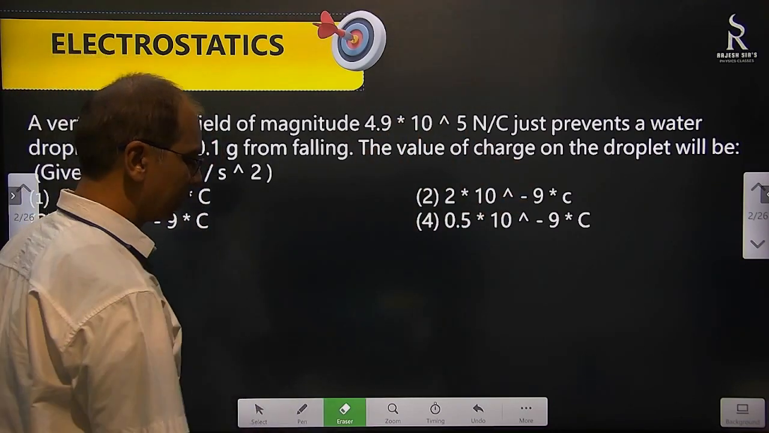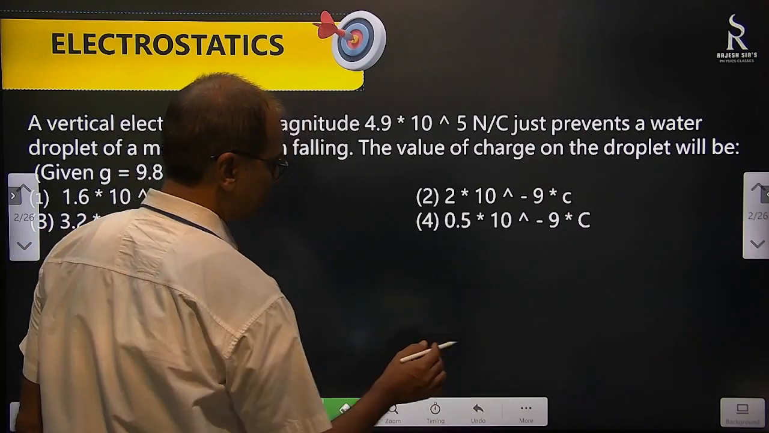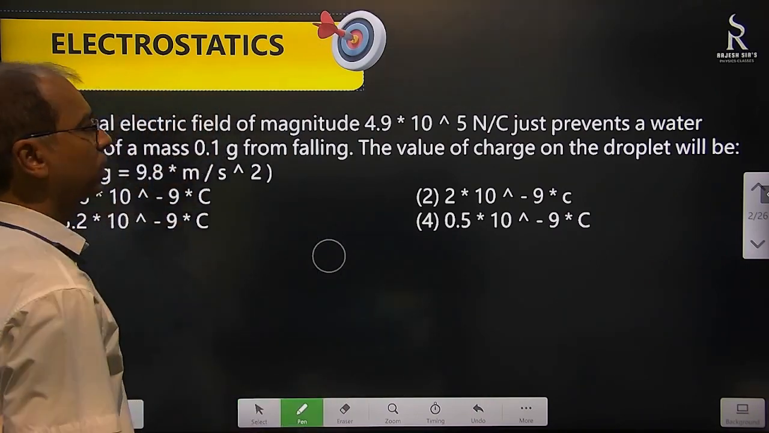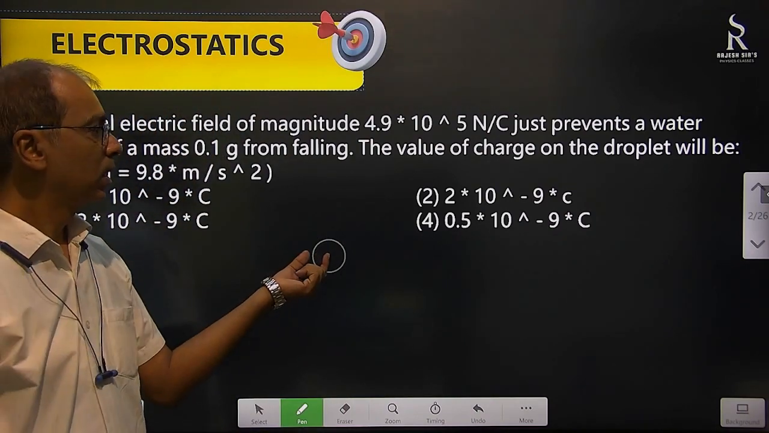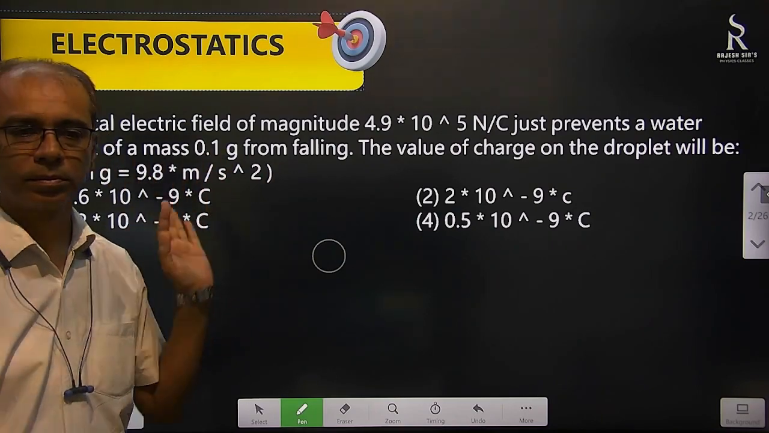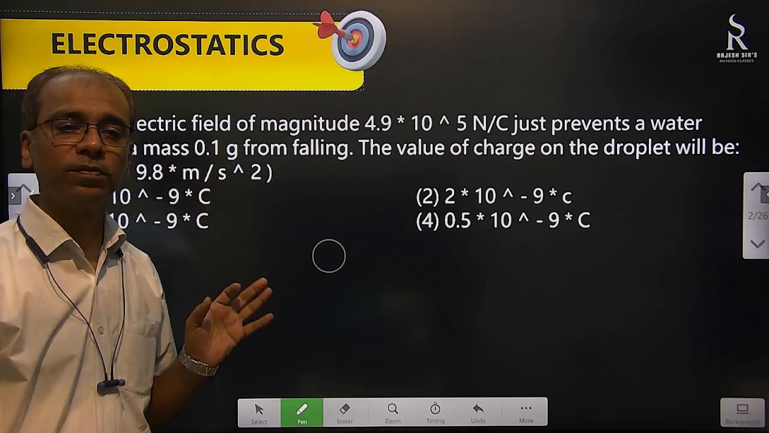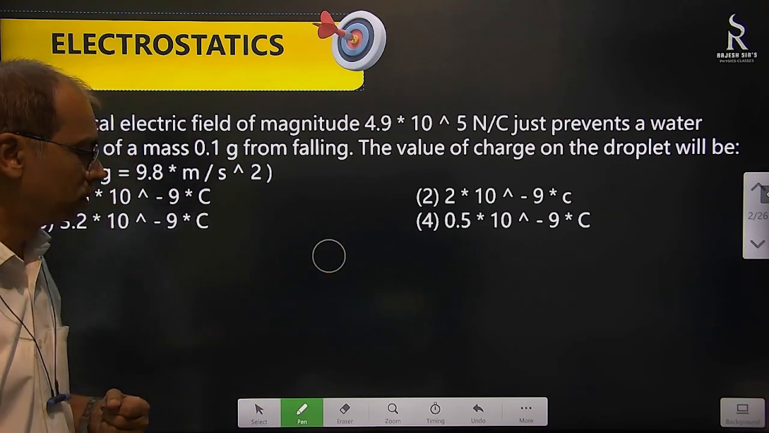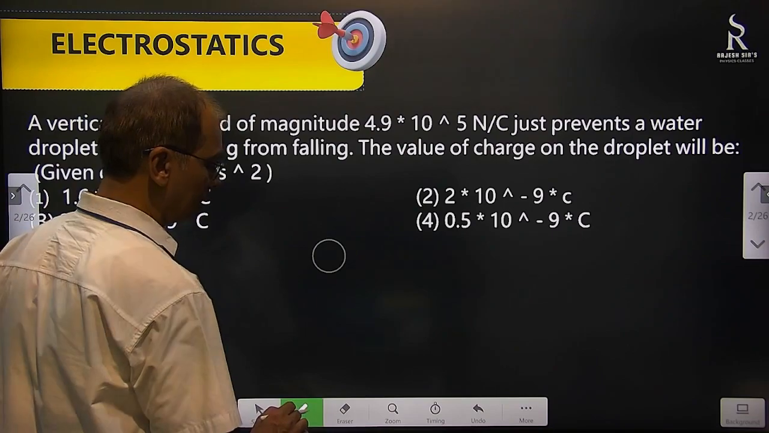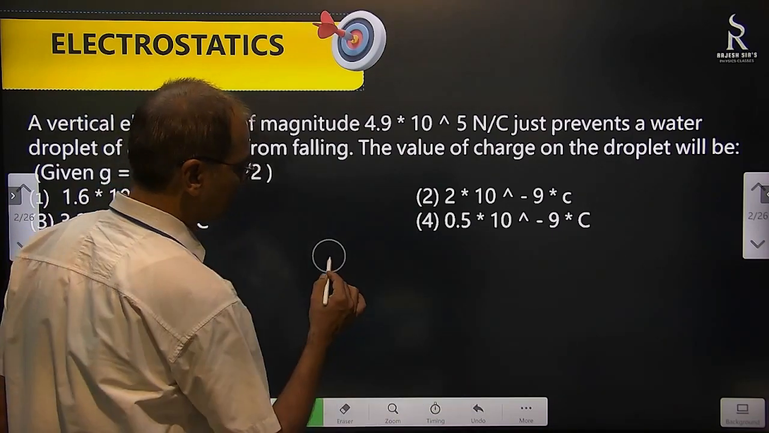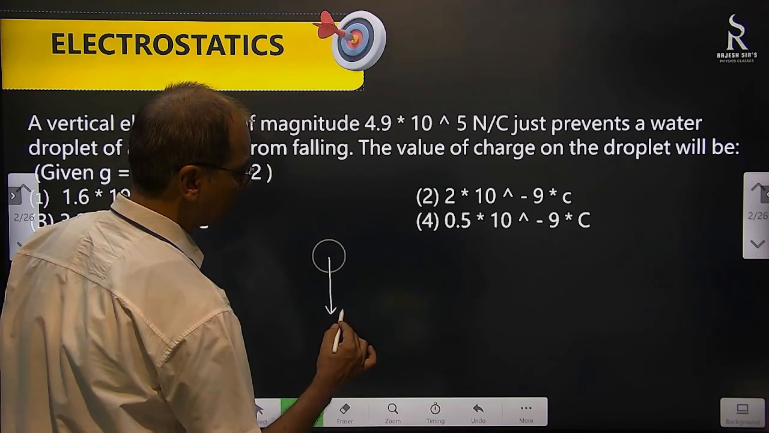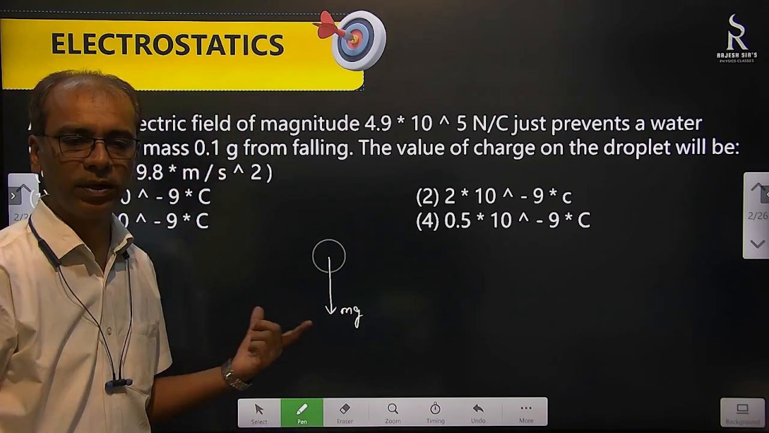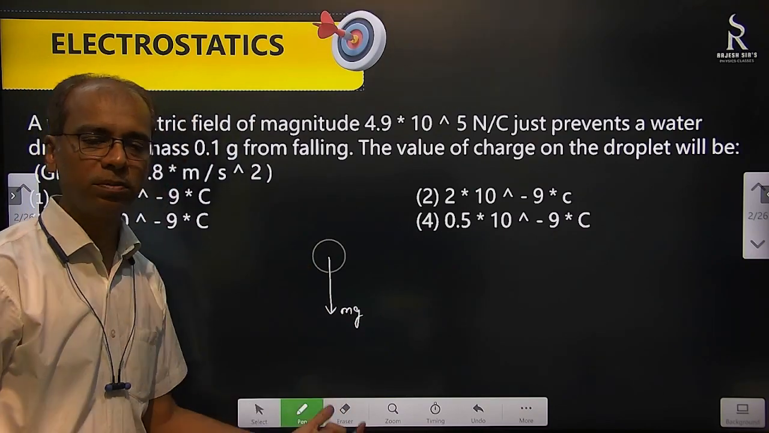Okay, so what is it saying? It says that there is a drop here. Now this drop is not falling because of the electric field. First of all, why should it fall? Because of gravitation. The weight of that body is acting downwards. What is the weight? We say mg, mass into acceleration due to gravity. That is the weight of the body, and because of the weight only, it will come down.